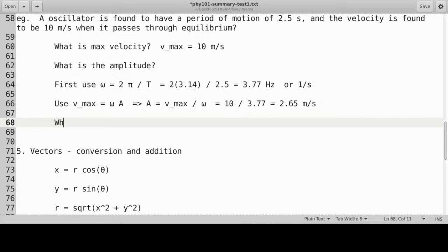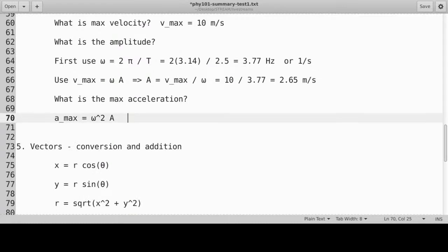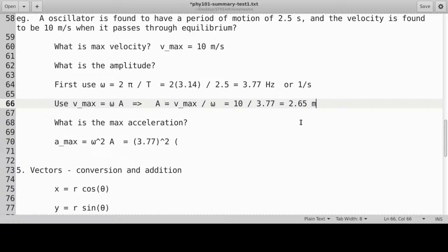And then finally, what is the max acceleration? And now, I mean, once you kind of get omega, everything unravels here, that's how you're going to get the maximum acceleration. So it's going to just be your omega right here, omega squared, like that, multiplied by A, which we've, oh, that's not meters per second. I'm sorry, guys. That should be meters, right? Because distances are measured in meters.